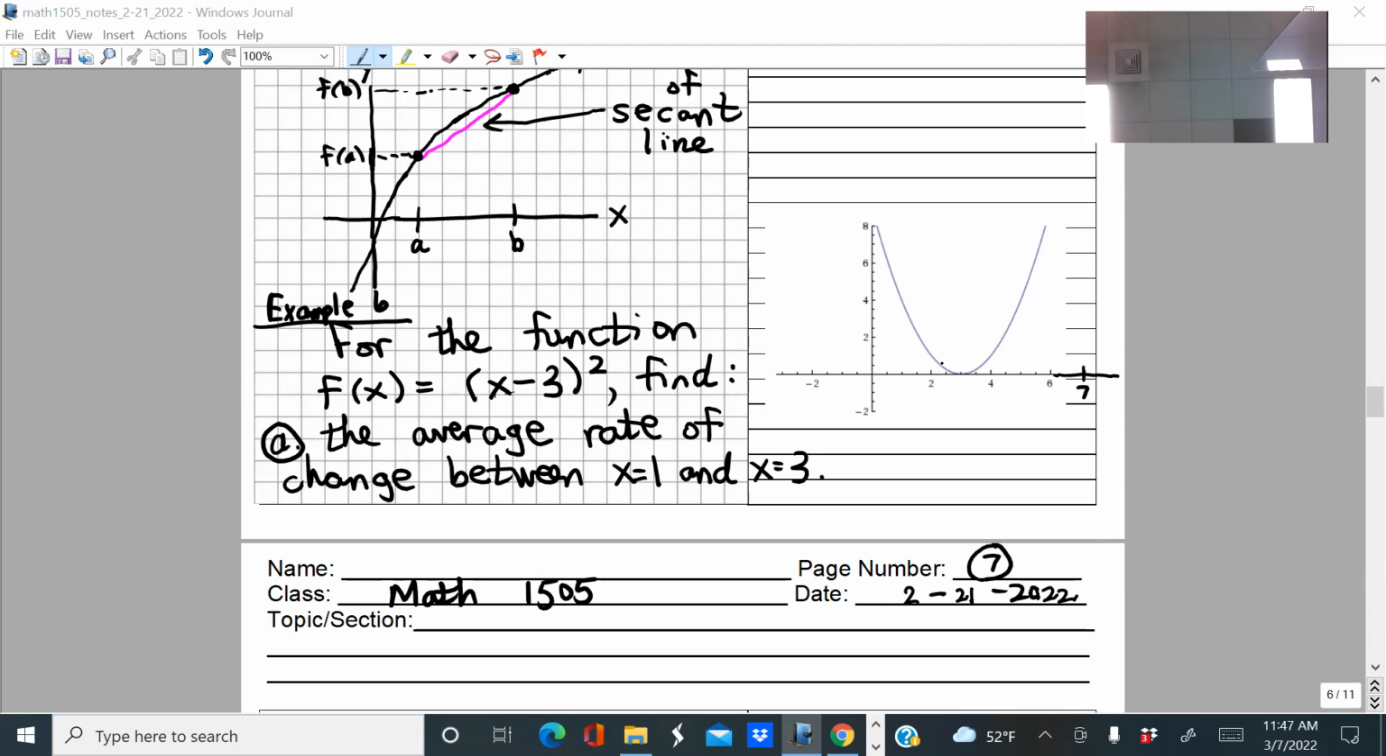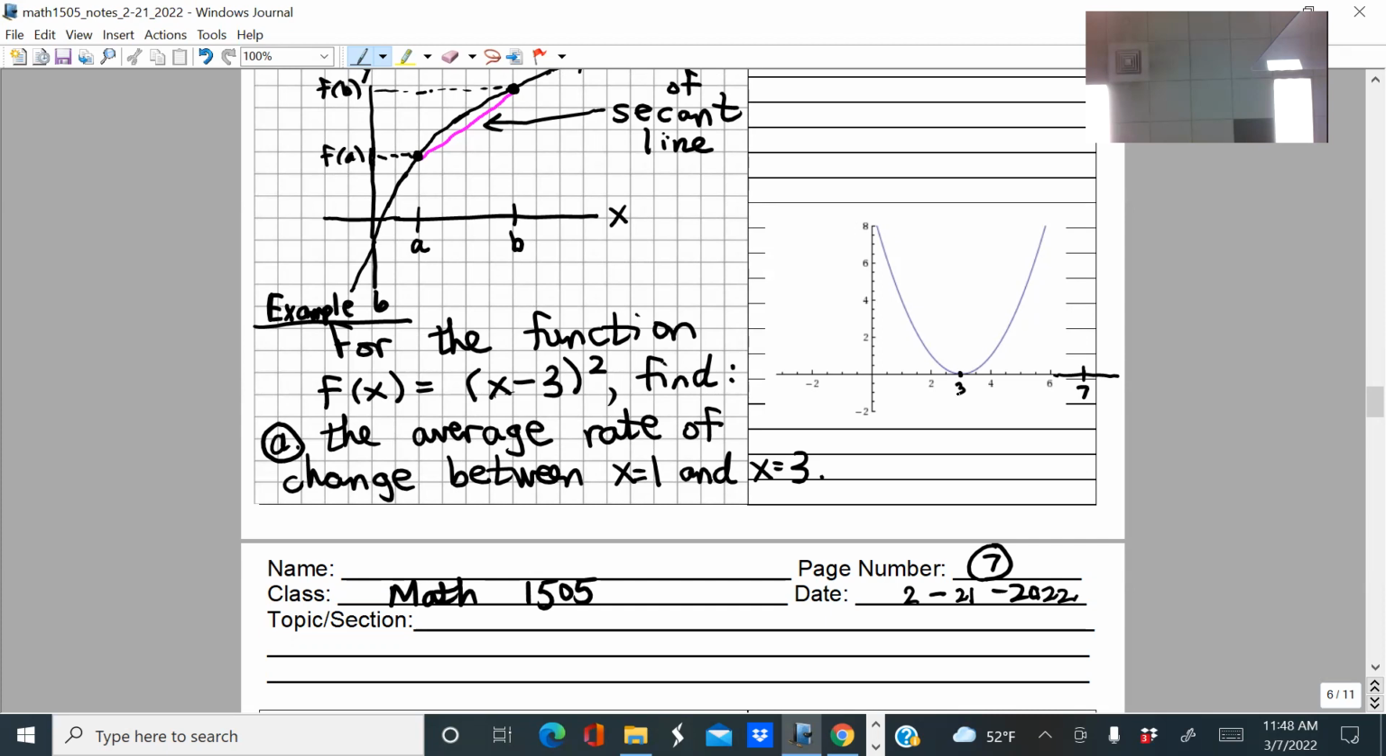In fact, you can tell it's decreasing at first. From where to where? This is 3, so it's decreasing from minus infinity to 3, and then it's increasing from 3 to infinity. So what I want to calculate, though, is what's the average rate of change of this curve from x equals 1 to x equals 3.